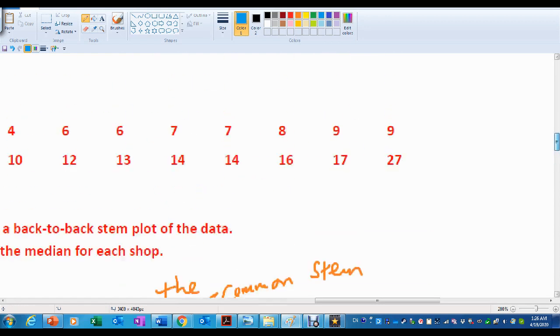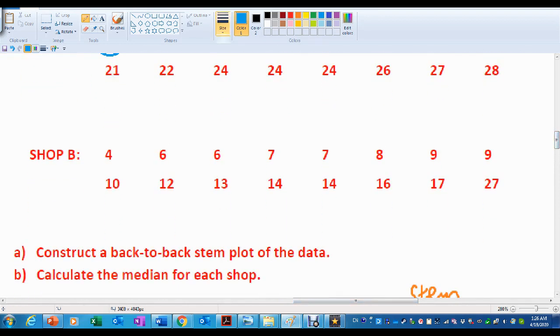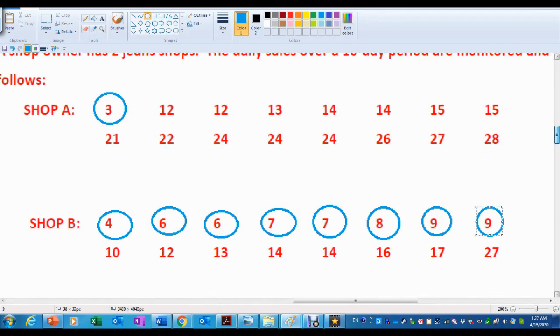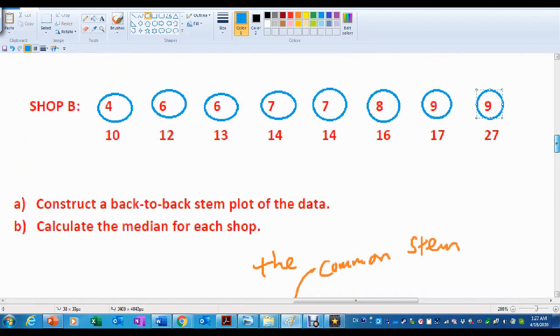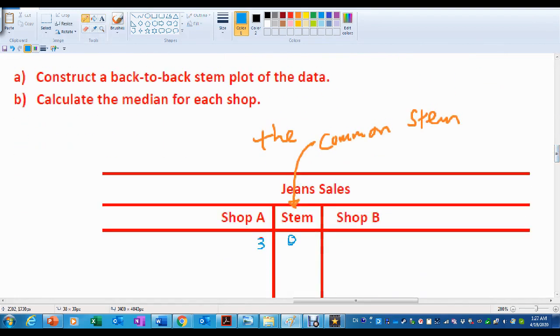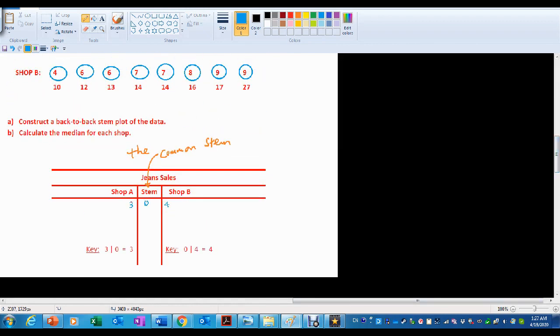Okay, and how about for B? For B you see there are many more. There are many days with just single digit cells. For all those single digit cells, you need to write onto B. So they would be 4, 6, 6, 7, 7, 8, 9, 9. Okay, so that's for B.